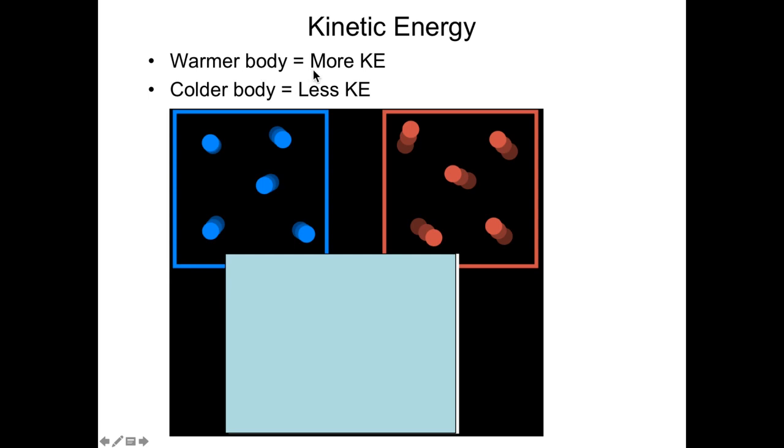So again, warmer bodies have more kinetic energy, colder bodies have less kinetic energy. And kinetic energy is just how much energy does it actually have. This diagram here shows, again, faster moving is warmer, colder is slower moving.